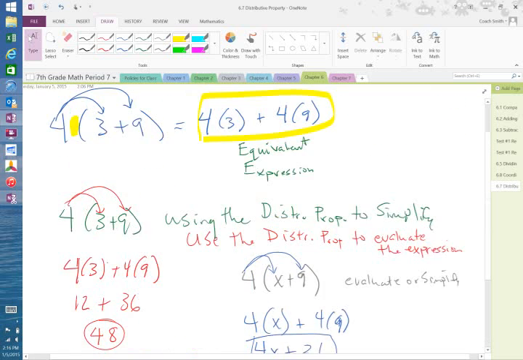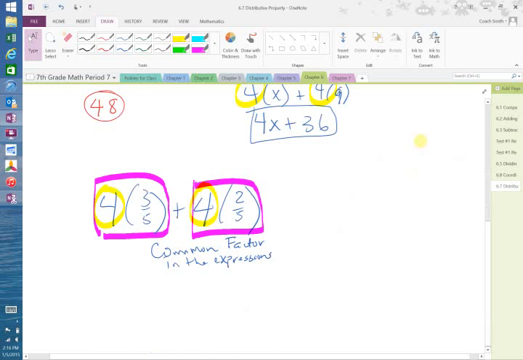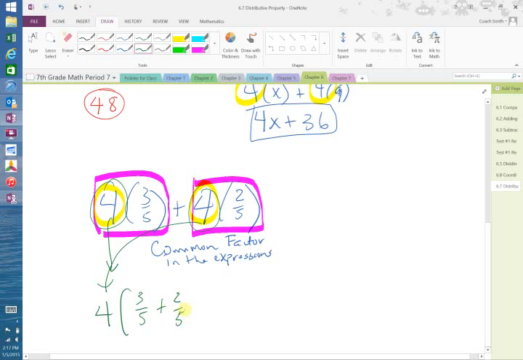Okay, in other words, up here, I have a 4 there and a 4 there, right? Where did that 4 start? Outside or inside the parentheses? Outside the parentheses. In other words, right here was right there. So I can do the same thing here. I can take here and put that one thing outside the parentheses. So what is left that goes inside the parentheses? 3 over 5 and plus 2 over 5.